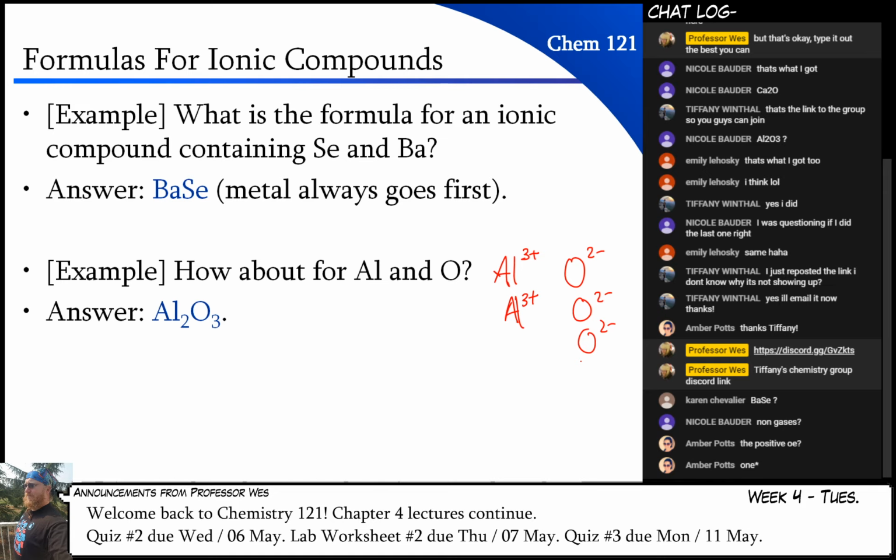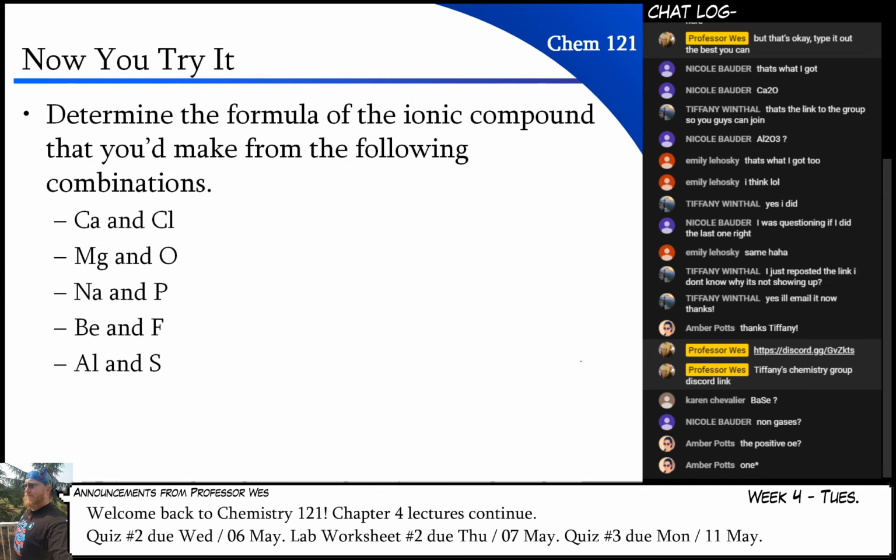So now what I want you to do is try and make ionic compounds from these combinations, but try to avoid drawing the pictures if you can. Now, if you can't do that and you need the pictures, go ahead and keep doing that. It's okay to do that to start, but it will save you a lot of time if you can get to this point and understand why you're doing it. So I'll give you 5 minutes to write the ionic compounds for these. And we'll go over the answers in just a second.